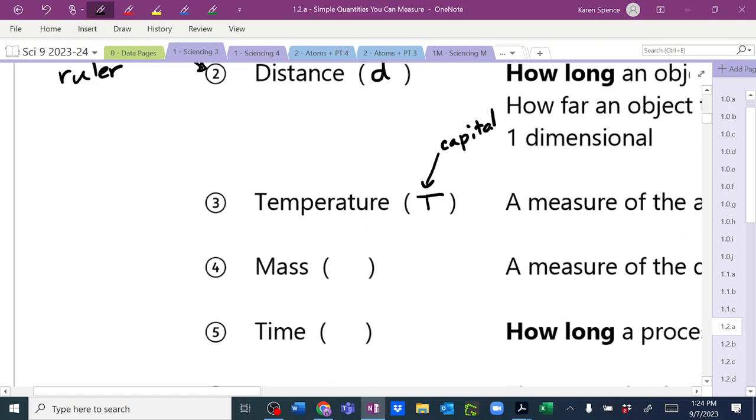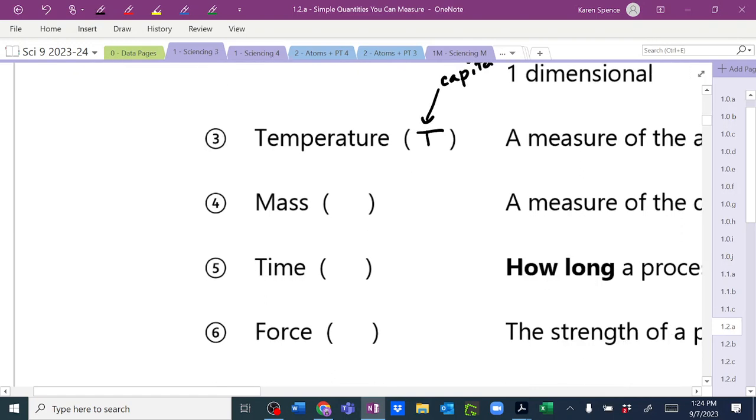Mass. If you're measuring mass, try and think of something you could use to measure mass. What might that be? Oh, sorry, I forgot. The measuring tool for temperature would be a thermometer. Yes.